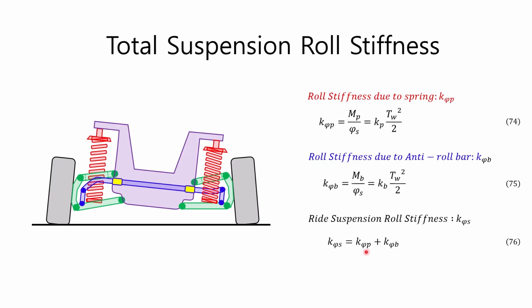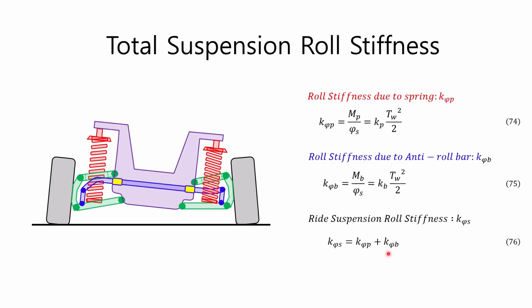equation 76. We can see from equation 76 that the spring roll stiffness, K phi p, expressed in equation 74, and the anti-roll bar roll stiffness, K phi b, expressed in equation 75, become the suspension roll stiffness of the entire vehicle, K phi s.